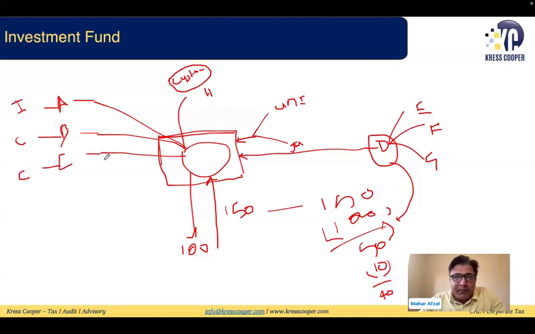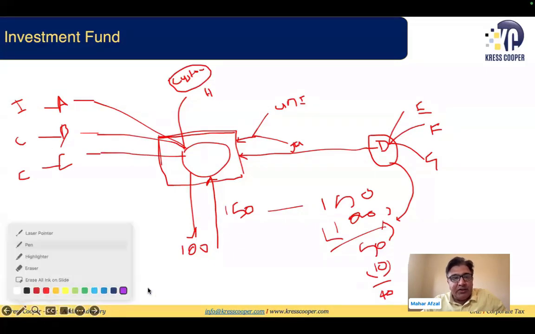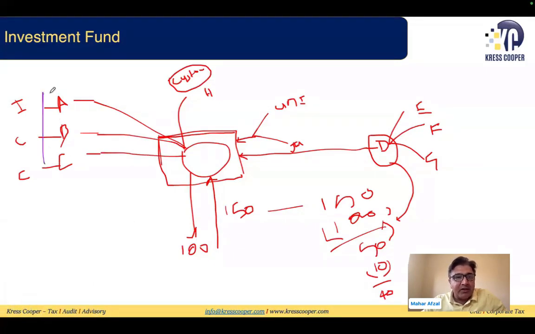So what we learned? We learned ABC has surplus money. They have created a pool. They have created a fund. They have hired one expert. They are managing the fund. These people are fund managers. So A, B, and C, these are the investors. If I'm asking who are the investors, A, B, and C, these are the investors.